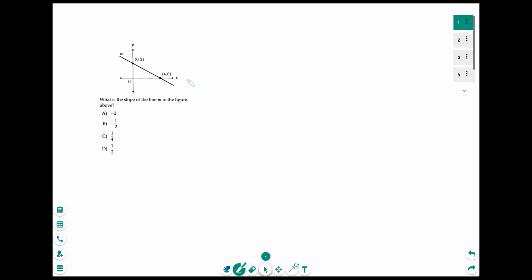All right, guys, let's jump right into this first question, which says, what is the slope of the line M in the figure above? All right, so this is a linear equation. We know that we have to refer back to our equation of a line, which is y equals mx plus b or plus c, depending on what system you're in. You may or may not remember this equation, but believe it or not, this is the backbone to so many questions on the SAT. So please learn this inside and out.